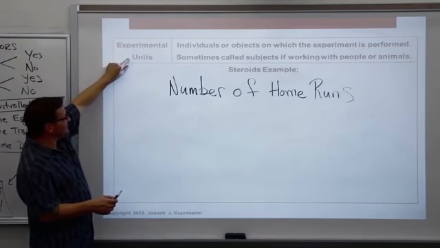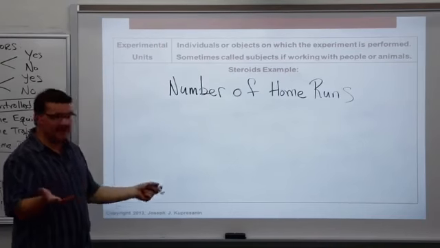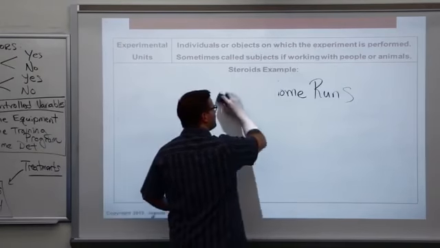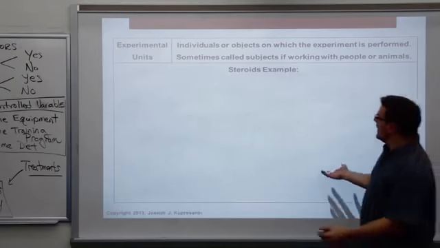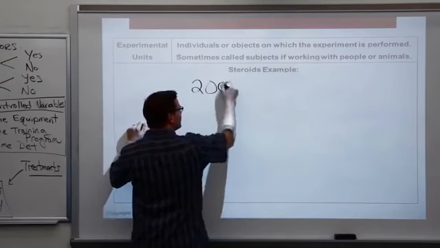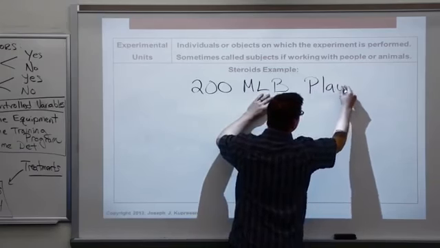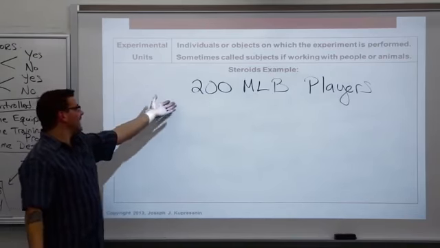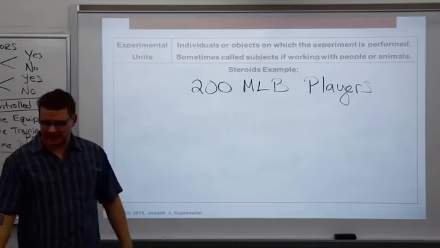Probably the easiest definition here, moving on: experimental units. Individuals or objects on which the experiment is performed. To be nice, if it's people, we'll usually call them subjects rather than calling people an experimental unit. So easy, we can't get this one wrong. Clearly it's the 200 baseball players. 200 Major League Baseball players. What am I performing my experiment on? That's the experimental unit. And here, that's a pretty easy one.